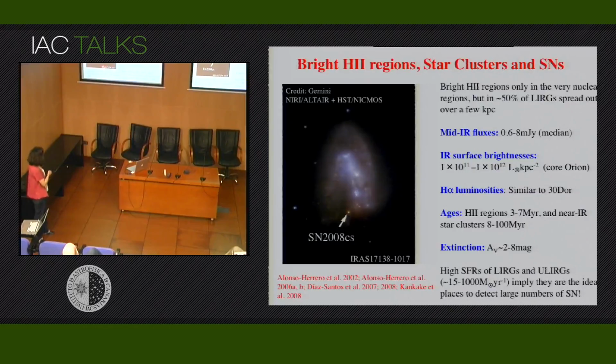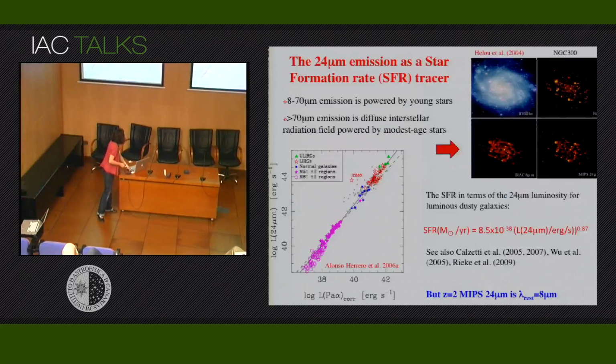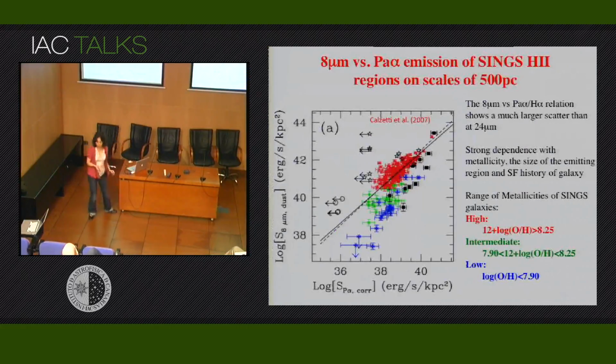So one thing, I'm probably just going to skip this one. One of the goals of this work was to understand what's producing the mid-infrared continuum in this kind of galaxies. We saw before that the morphology with Paschen alpha is similar. The two morphologies are quite similar, so maybe you can use the mid-infrared continuum as a star formation rate indicator.